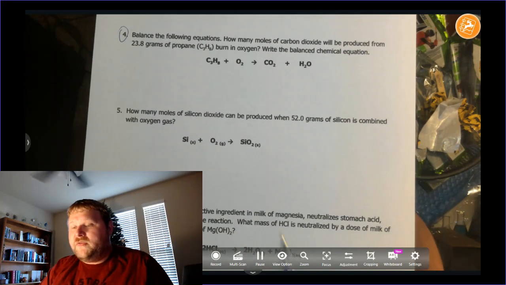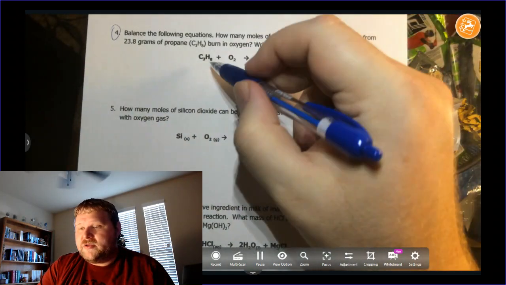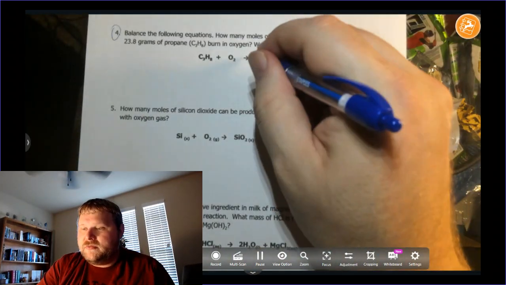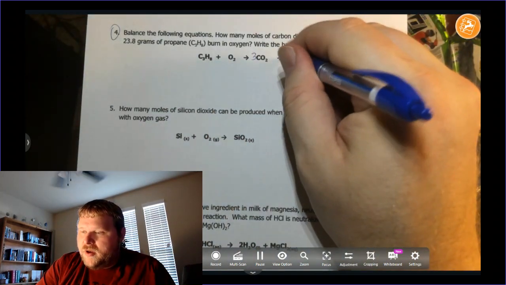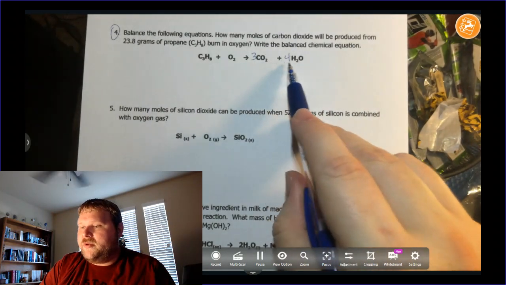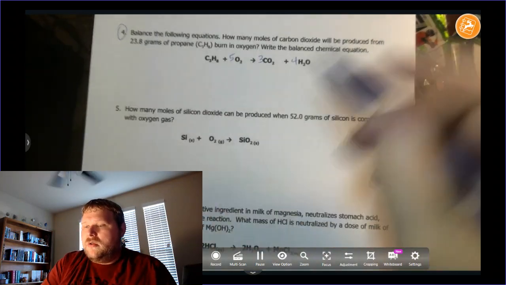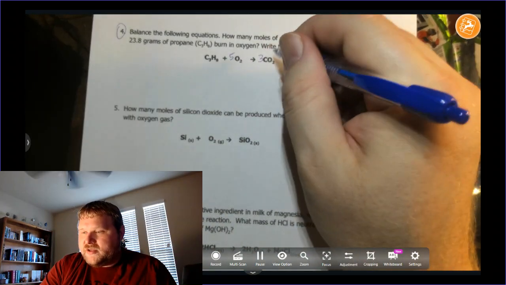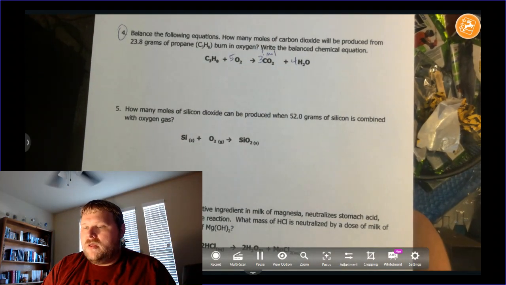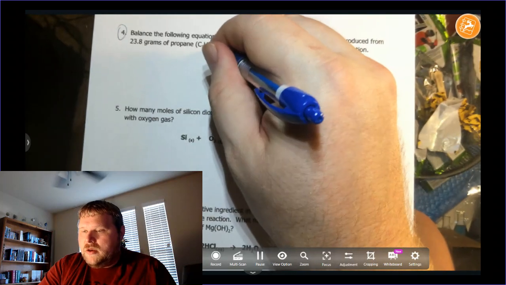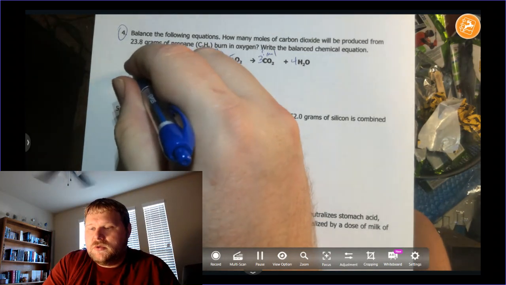All right, so balance the following equation. Here we have propane burning in oxygen. So let's balance this. Remember how we did this? 3 carbons means 3 CO2s, 8 hydrogens, so you have half that many water. 6 plus 4 is 10, so we have 5 oxygens, always 3 steps. Now, looking at this problem, it says how many moles of carbon dioxide? So, question mark moles. If I burn 23.8 grams of propane. Okay, so this time we're starting in moles.